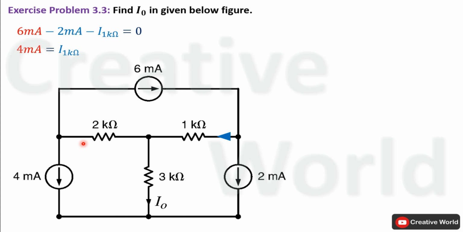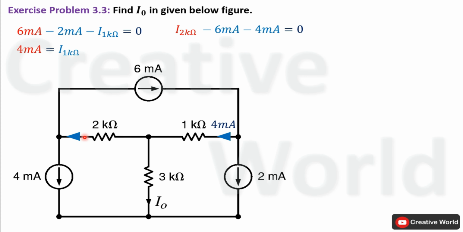Now we will apply Kirchhoff's current law on this node to calculate the value of current through this branch. On this node, two currents are leaving. One is 6 milliampere and the other one is 4 milliampere. So in order to justify Kirchhoff's current law on this node, at least one current should enter this node. That entering current should be from this 2 kilo ohm resistance. So we can say that the current through this 2 kilo ohm resistance will be entering towards this node. Now write the KCL equation for this particular node.